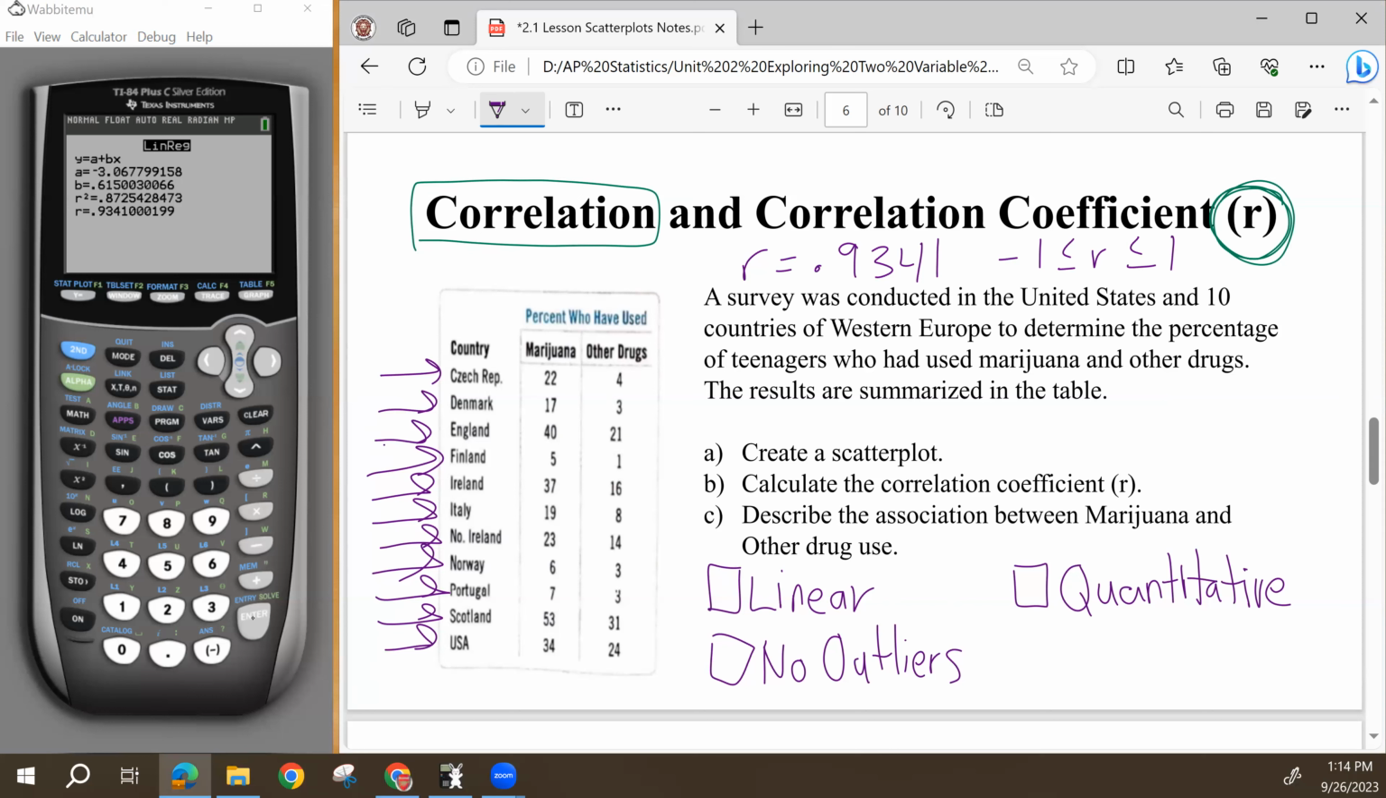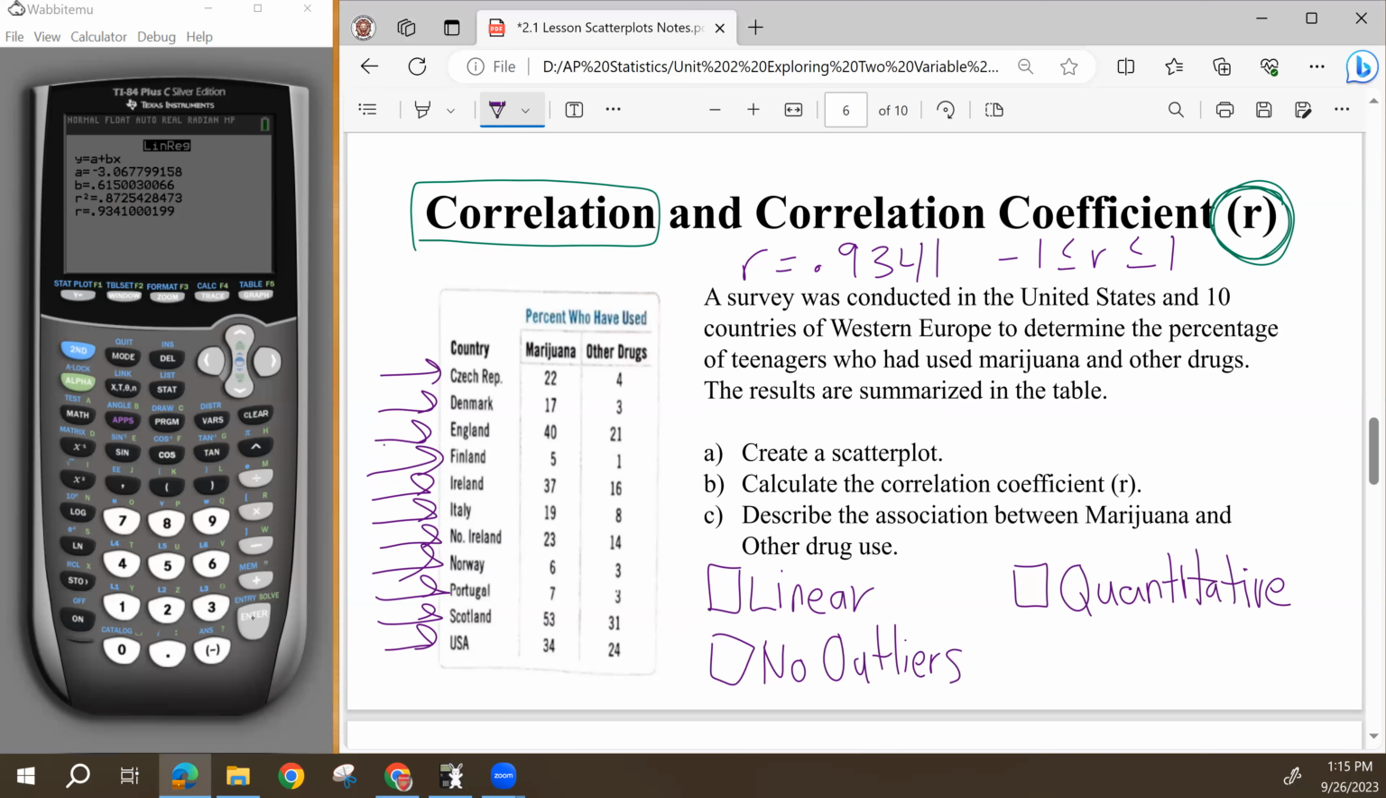We looked at our scatter plot. It went up to the right. It was linear. You can see by our correlation coefficient that it's positive. So we have a positive relationship between marijuana use and other drug use. It's linear, meaning as marijuana use increases, the other drug use also increases. And the correlation coefficient is 0.9341. That gives a value to the strength. It's very strong. It's close to 1. It's a very strong relationship that we have between marijuana use and other drug use based on our data set.